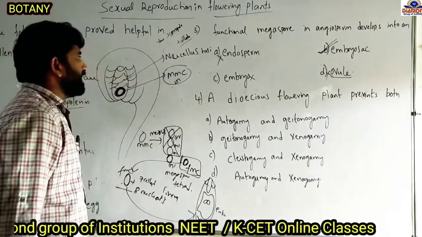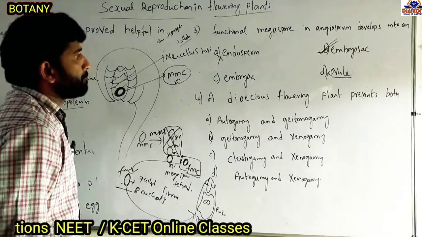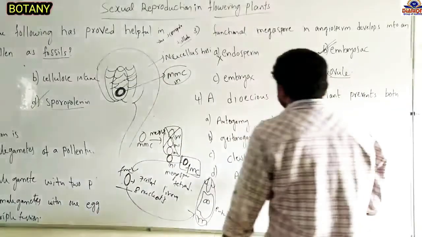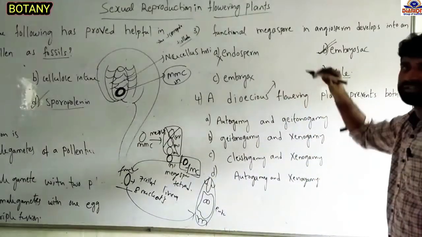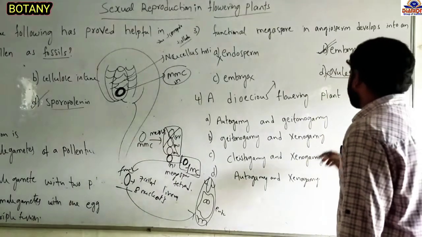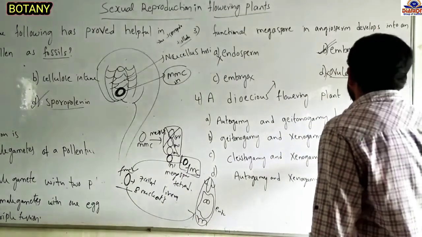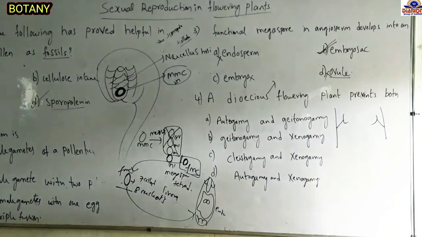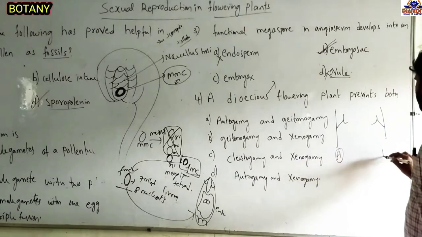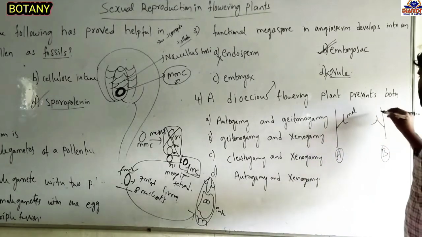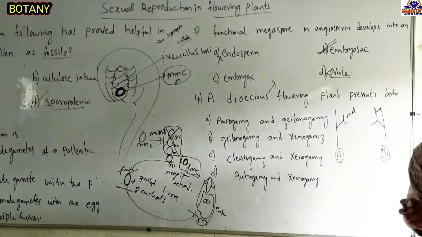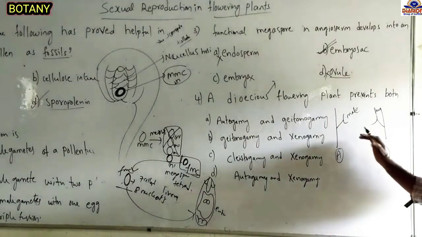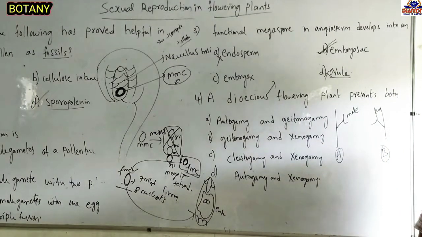The next question: a dioecious flowering plant prevents both. You want to know what dioecious means. Dioecious means male and female reproductive parts, or male and female flowers, are present in different plants. You can consider this is plant A and this is plant B. So this is the male and this is the female. Such an arrangement of male and female flowers in different plants, where sexes are separate, we call dioecious.